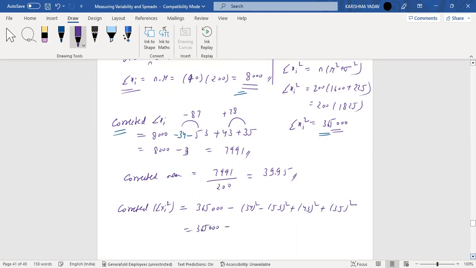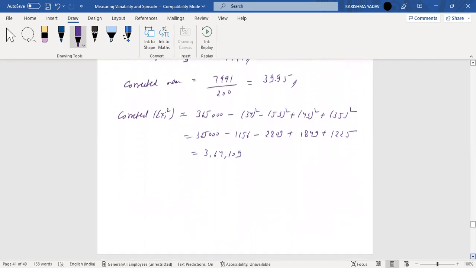That is equal to 365,000 minus the square of this, 1156. I'm using the calculator here. 53 square is 2809, plus 43 square is 1849, and the square of 35 is 1225. Now let's add these values, and we got 364109. This is my corrected sigma xi square.